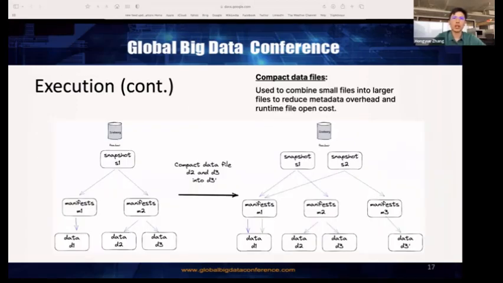Cool. So Apache Iceberg offers a way to stream data into the table with high parallelism. However, this oftentimes introduces another problem called small files.